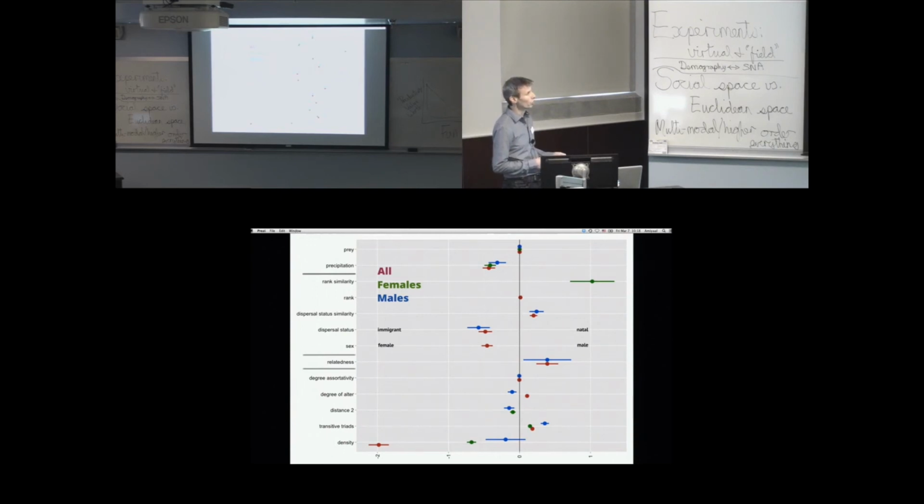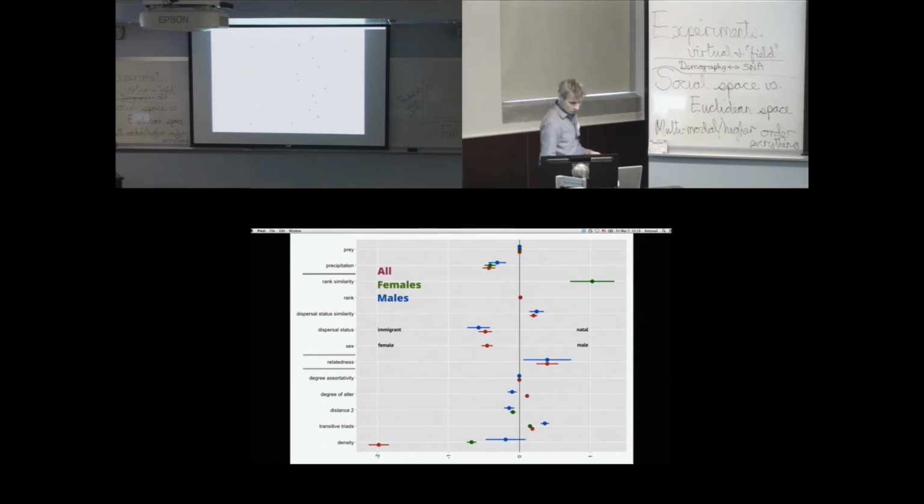Distance 2 is always negative, and transitive triad is always positive. It doesn't seem very strong, but it is something that I find in all the models I tried. So we always see this tendency to close triads and to avoid the situation where I'm connected to someone and he's not connected, and he's connected to someone else that I'm not connected to. And density, as is usually found in human social networks, is negative, and that basically means that the default decision is not to connect to everybody else.